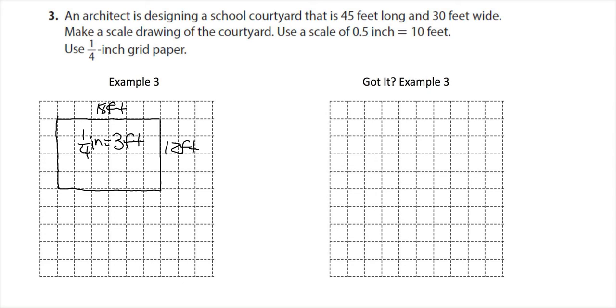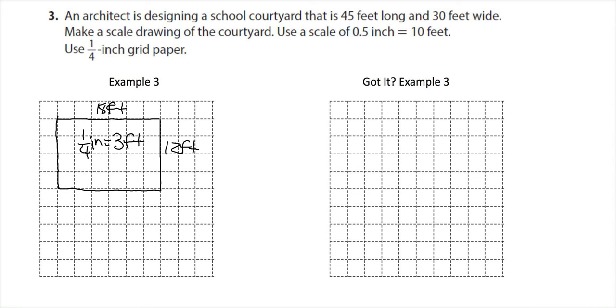So on the last one, we had a 1/4 inch, which was one block, and that represented 3 feet. Well, we still have 1/4 inch paper, and this time they're saying that a 1/2 inch represents 10 feet. So what's the relationship between a 1/4 inch and a 1/2 inch? That would be double, right? So that means we need 2 blocks this time to represent a 1/2 inch. So for every 2 blocks, we actually need 10 feet.